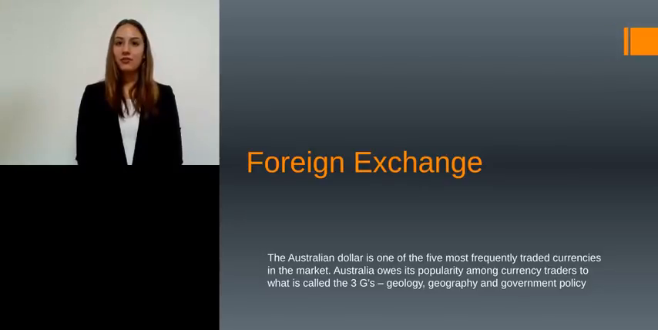The Australian dollar is one of the five most frequently traded currencies in the market. Australia owes its popularity amongst currencies traded to what is called the three Gs: geology, geography, and government policy. Geology has given the country a wealth of natural resources that are in high demand, including oil, gold, agricultural products, diamond, iron ore, uranium, nickel, and coal.